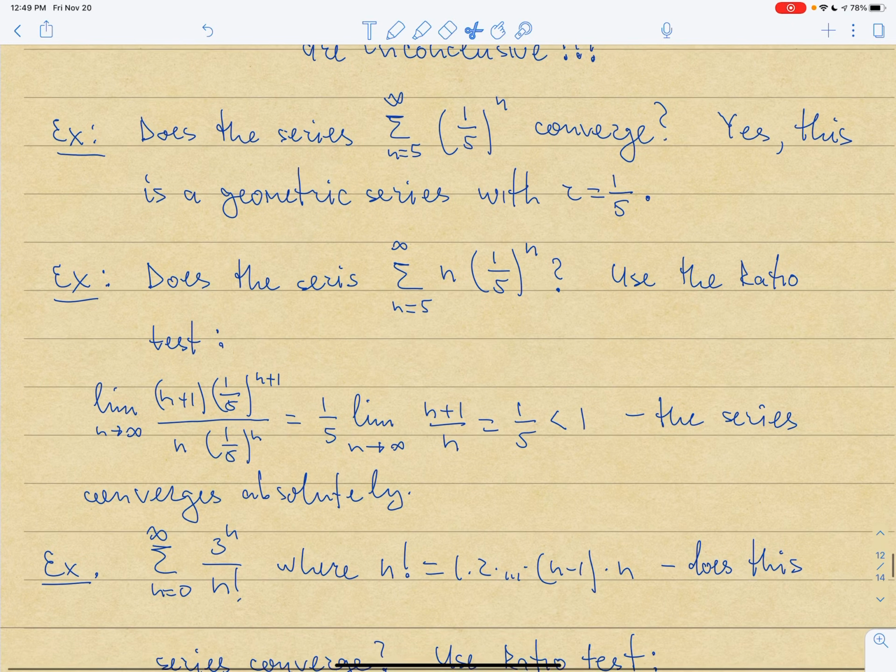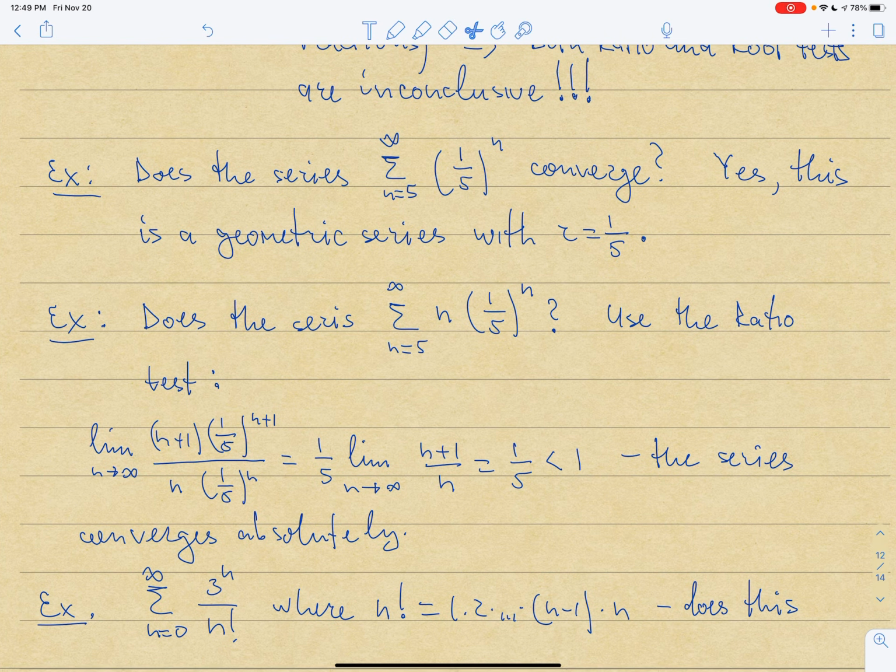All right, so next example, does a series 1/5 to the n converge? This one is really simple, because here you just have to recognize that what you're looking at is a geometric series. And it is a geometric series with a multiplier 1/5, which is less than 1. So that means that this series has to converge.